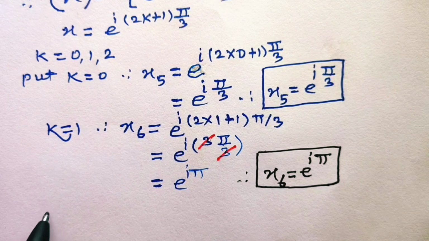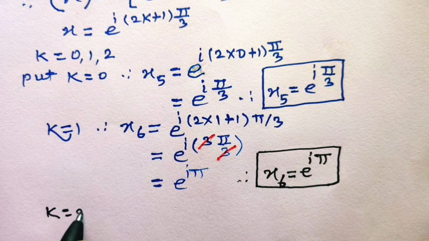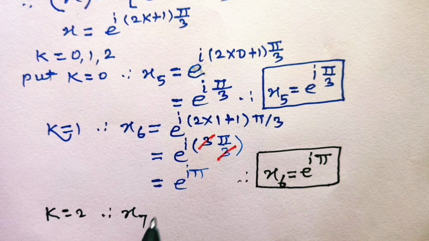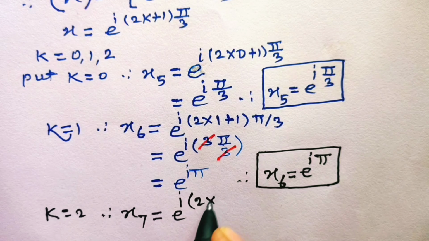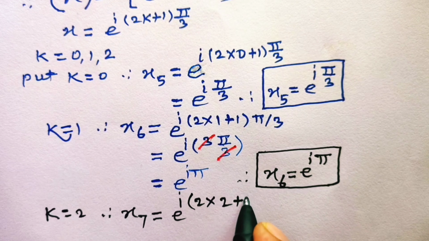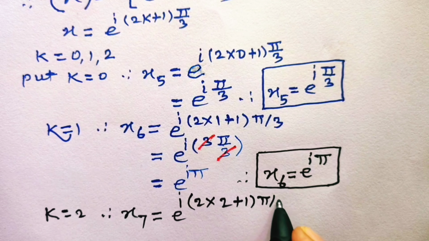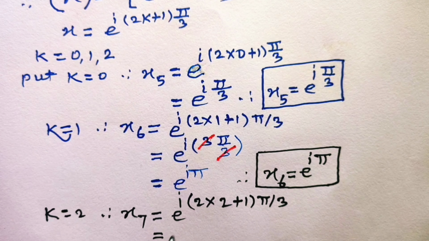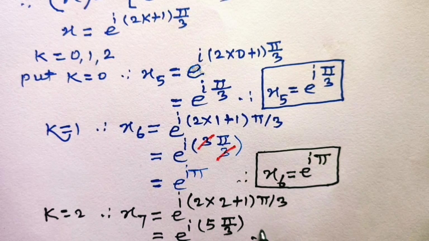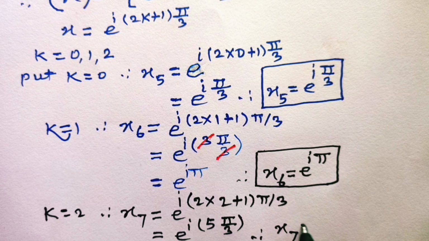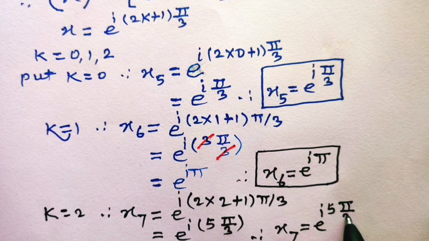Let us substitute k is equal to 2. Hence x7 is equal to e to the power i 2 into 2 plus 1 times pi upon 3. This is equal to e to the power i 2 into 2 is 4, 4 plus 1, 5 times pi upon 3. Hence x7 is equal to e to the power i 5 times pi upon 3.